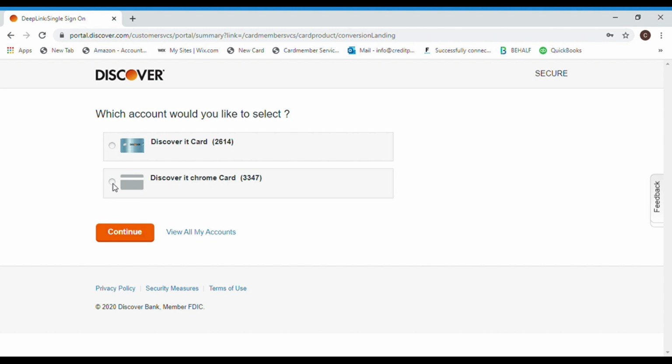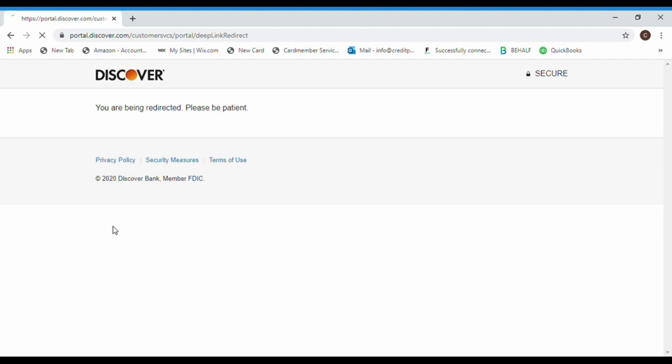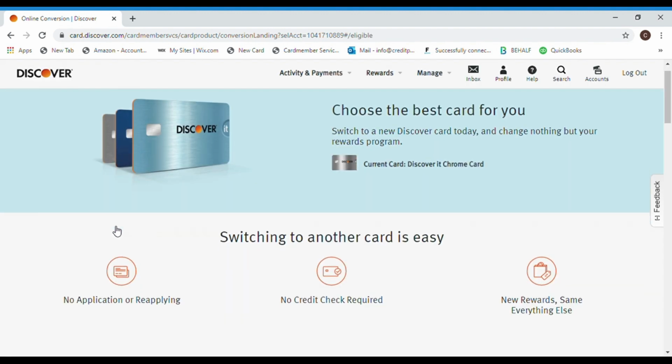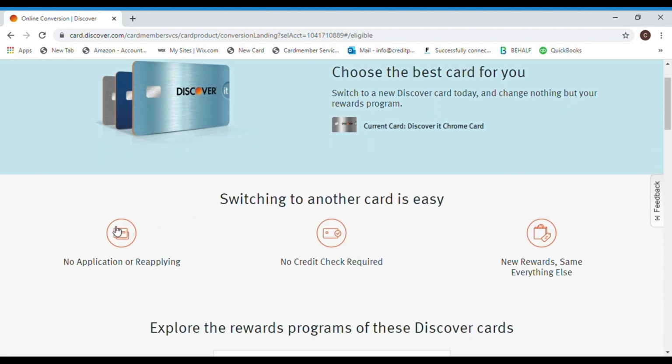This was actually the secured Discover It card that converted to the Chrome card. And now I'm actually eligible to convert this to a different rewards card. So I'm going to see what offer they're actually giving me. All right. So again, there's no application or reapplying. There's no credit check. You're basically doing the same thing as you would to product change a Capital One card. All you're doing is changing the rewards program.